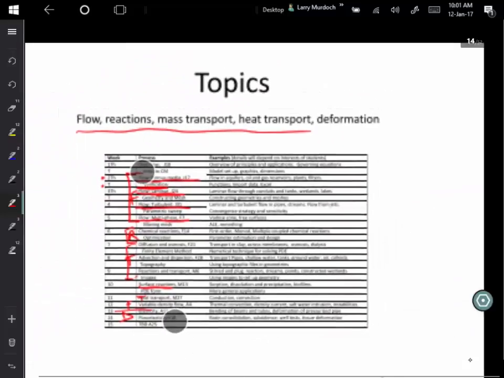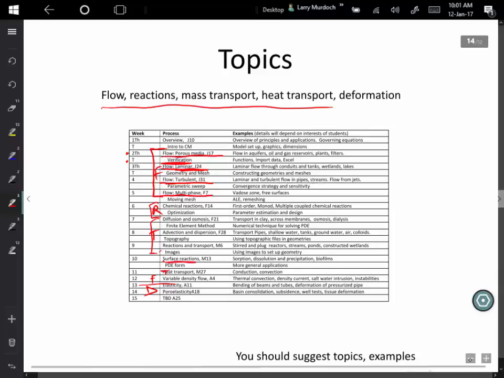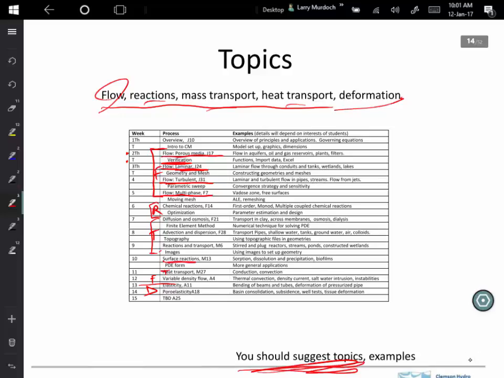So that's the overview of the different topics. And I'm also open to suggestions for topics. We'll still keep flow, reactions, transport, and heat and deformation. But if you've got some aspects of these things that you would like to hear about, by all means, let me know. And that applies particularly to the examples.